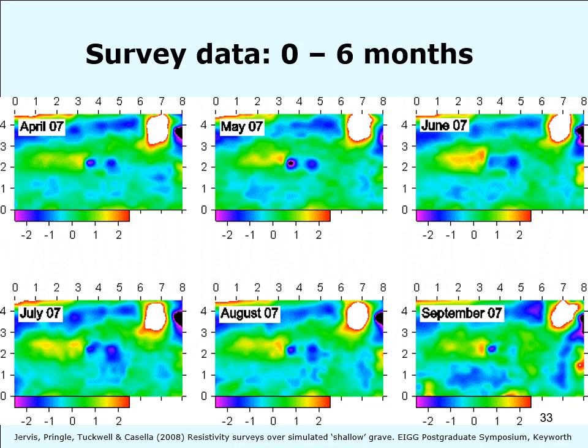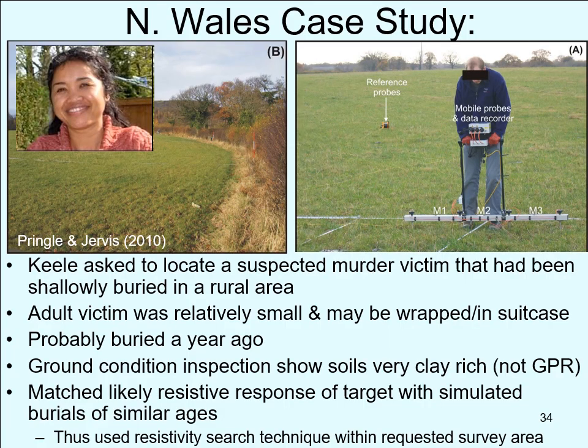So that's also interesting to see what time of year is best to collect data from, which does seem to vary as well. It tends to be winter, actually. It tends to be better. You get fewer non-target anomalies, interestingly. We used resistivity in this case study.